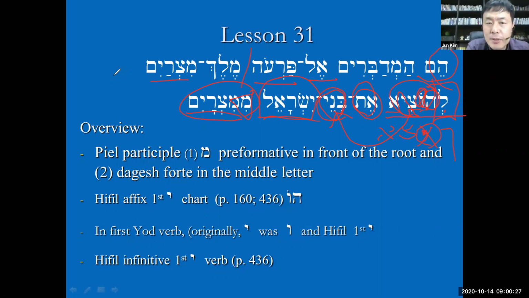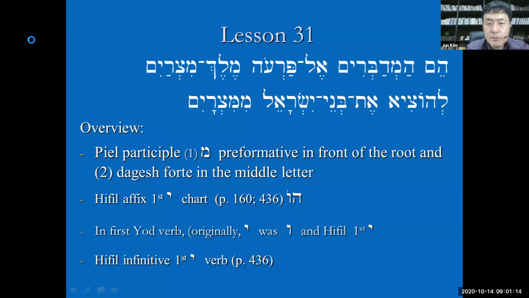Overview: Piel participle has preformative mem in front of the root, and dagesh forte in the middle letter. They are the indicators of the Piel participle. Hifil affixed first yod chart, and we are going to deal with it later. But anyway, if you have preformative he and then holem plene, then that is for the hifil infinitive construct of the first yod verb. In first yod verbs, originally the yod was vav. So let's move on to the slides. Please feel free to raise your hand if you have any question, okay?